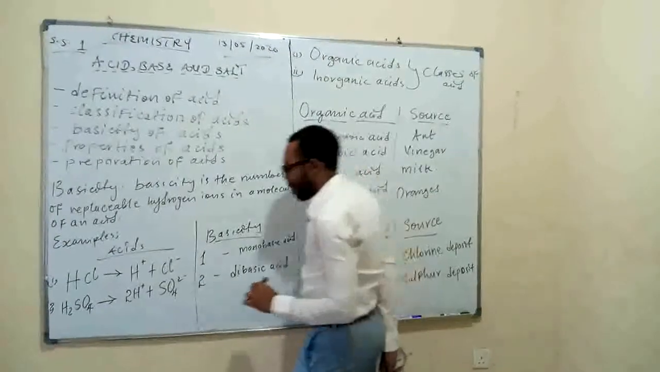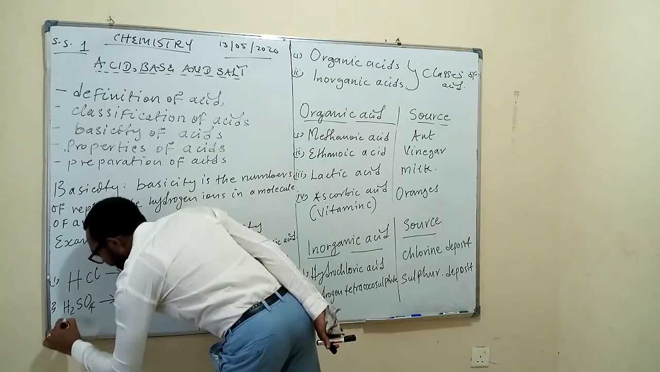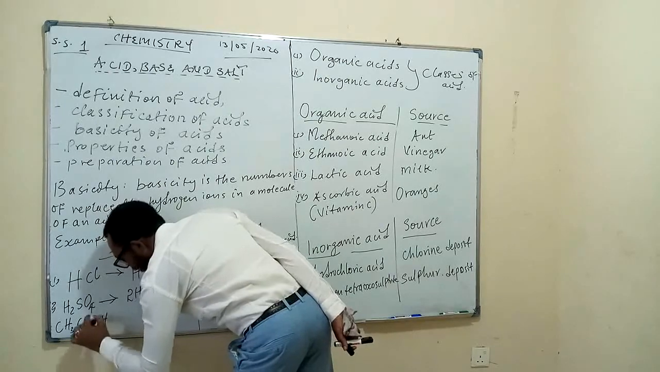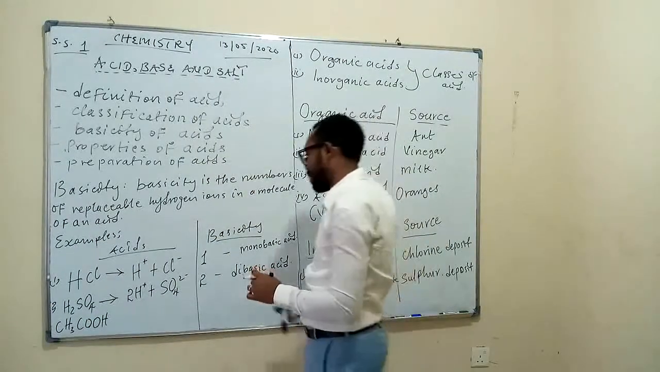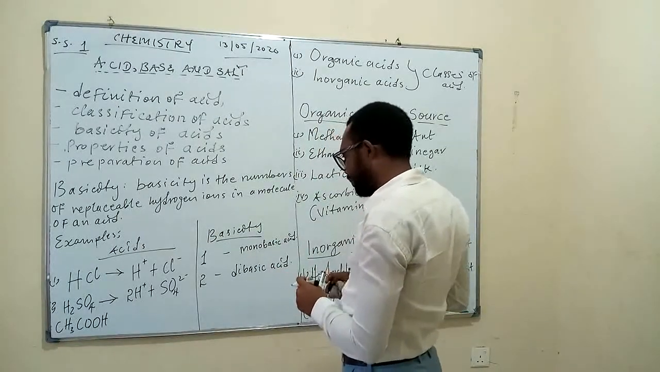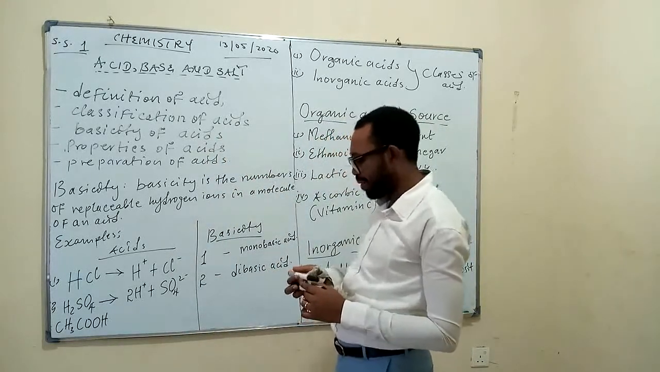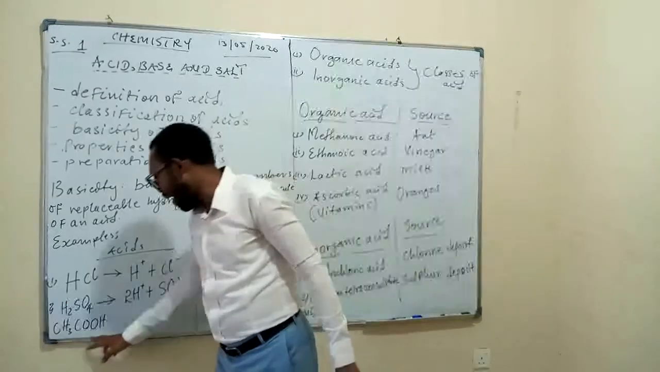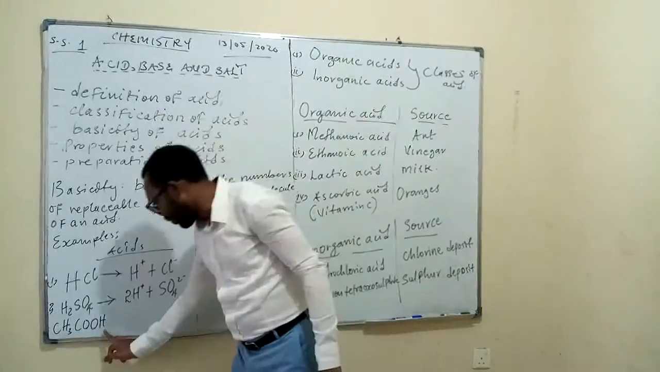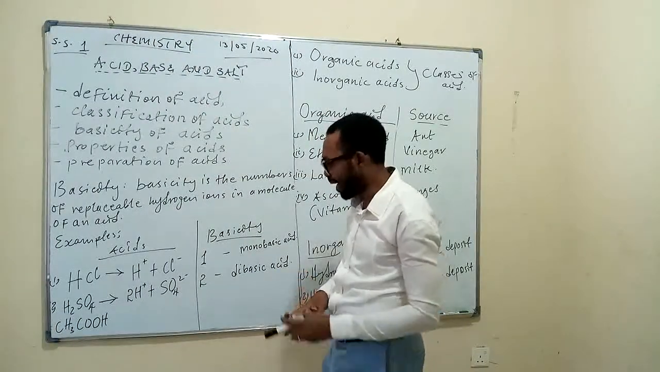The third example I'm going to give now is an organic acid, CH3COOH. So, with this acid, you may be wondering, how many replaceable hydrogen ions will we have? We find that it has 4 hydrogen in its molecule. Well, it's just 1. How?